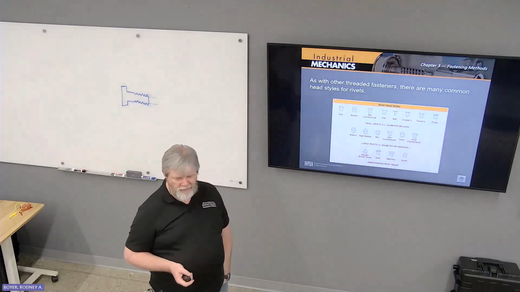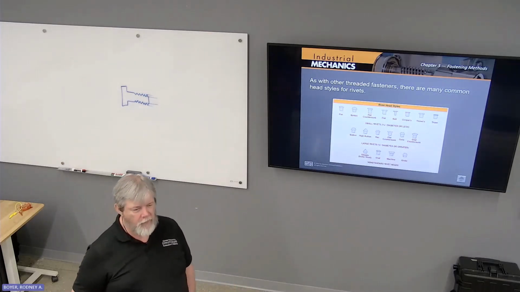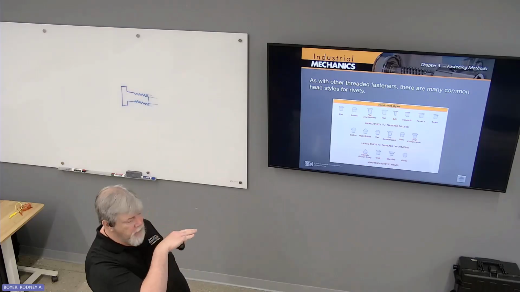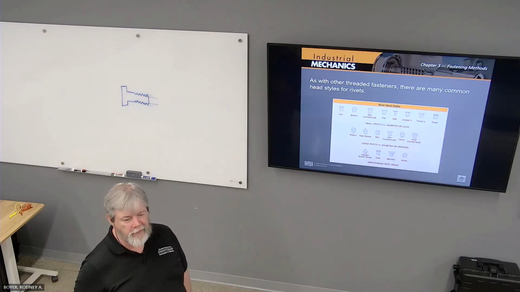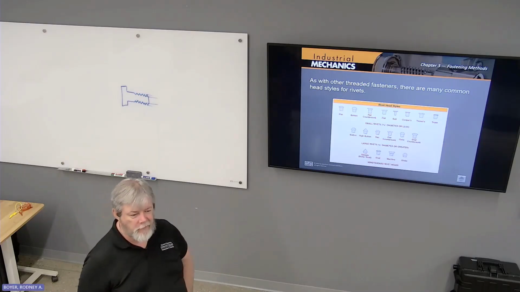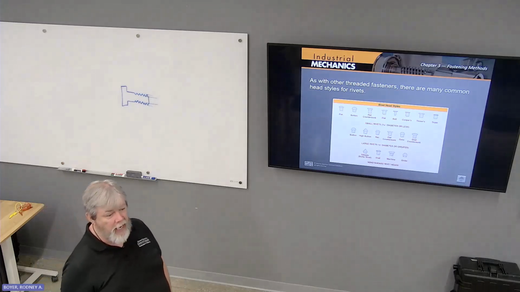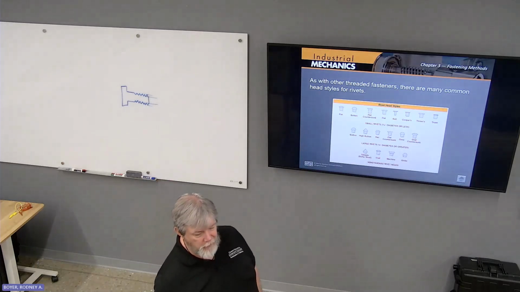Different head styles. It's supposed to be pretty or not, or the flat countersunk. Those are the ones that they use to assemble airplanes with. The fuselage needs to be as smooth as possible. Any turbulence whatsoever causes drag. Drag causes the slow down.